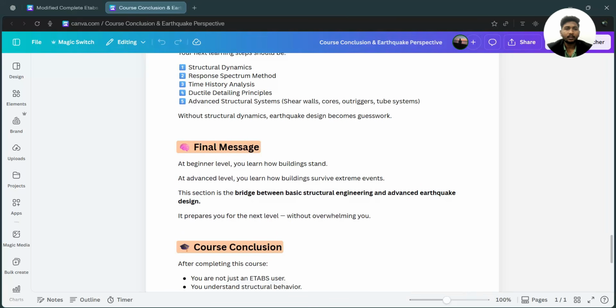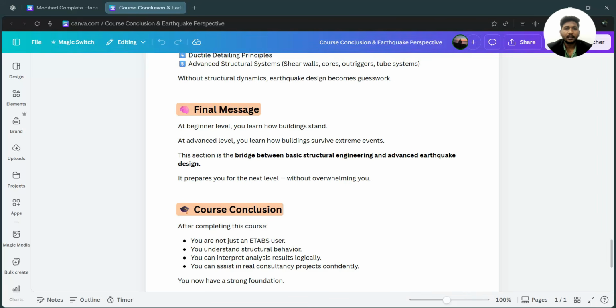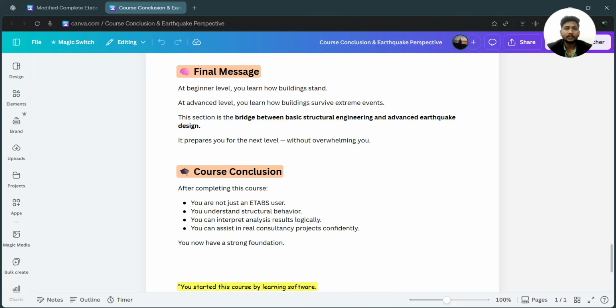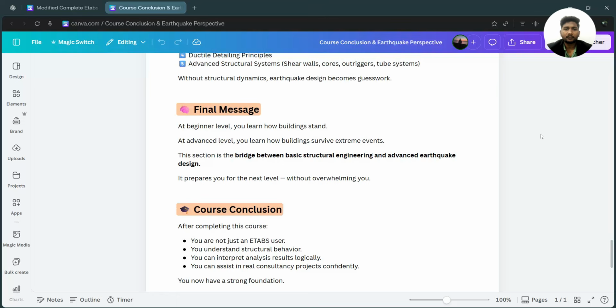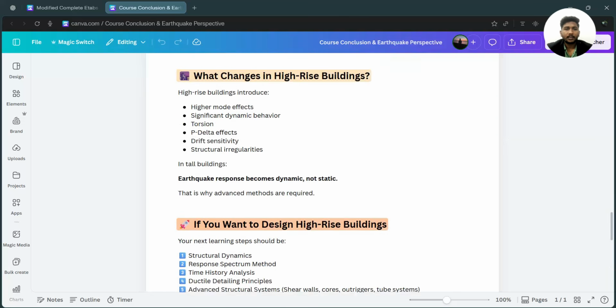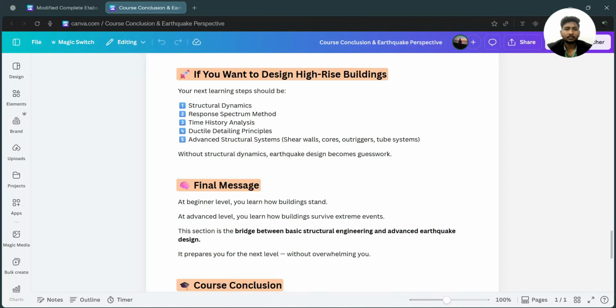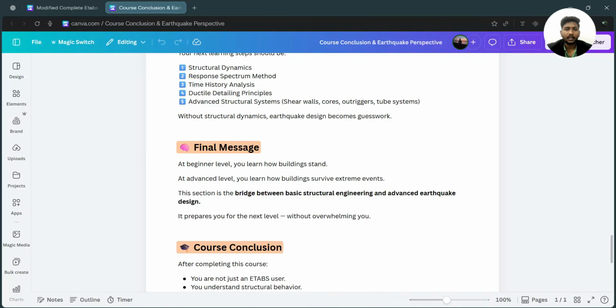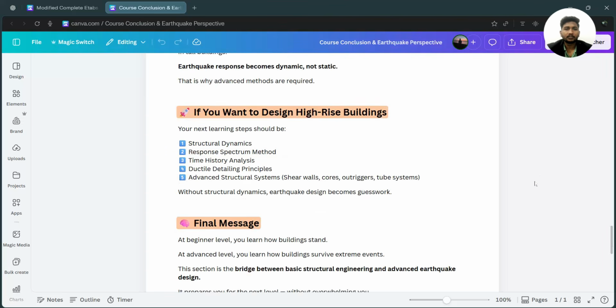Then the final message of this course: at the beginner level, you have learned how the building stands, and at the advanced level, you learn how the building survives extreme events. At the beginner level we have seen all the gravity part and the basics of earthquake analysis. The concepts I have explained in the advanced part are what make you an earthquake design expert.